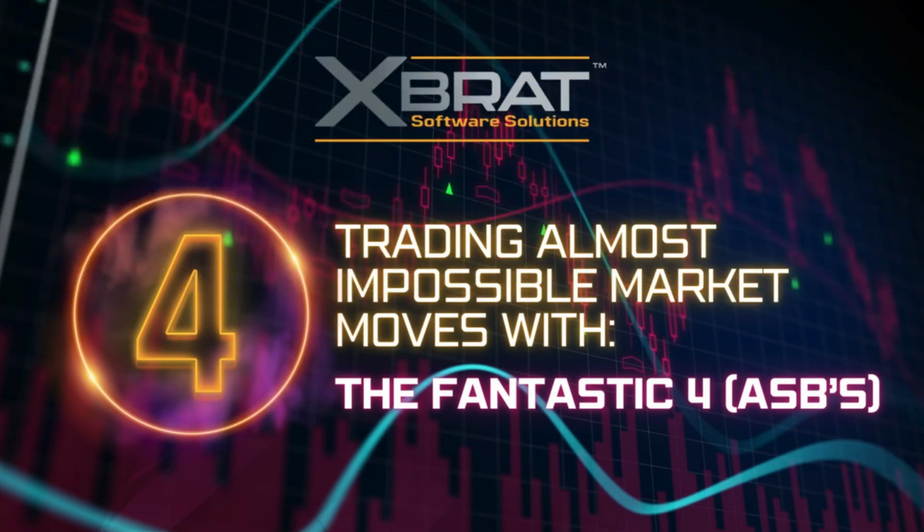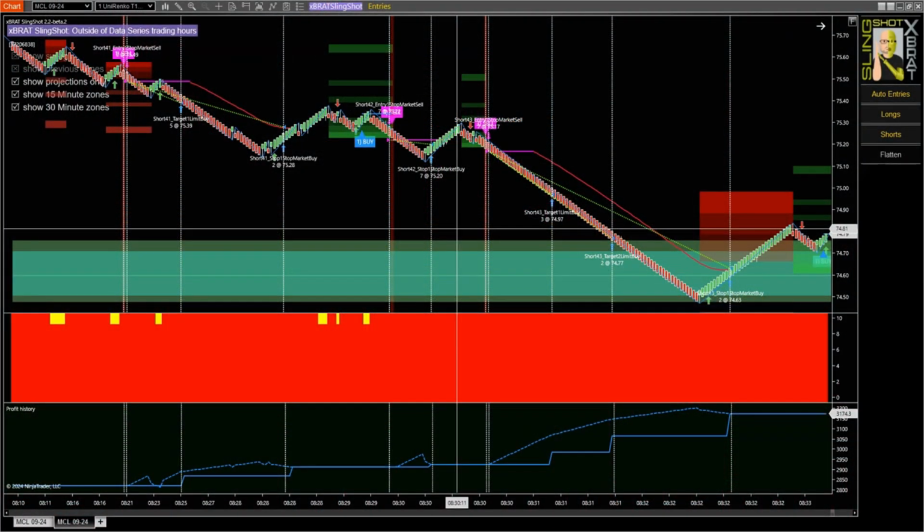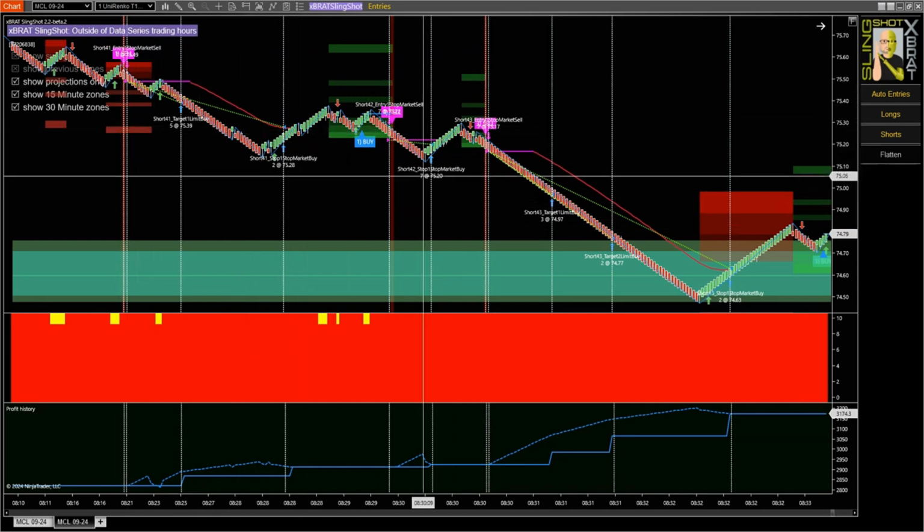So one of the reasons to use automated strategy builders like the xBrat Slingshot automated strategy builder is that to trade these types of moves manually is next to impossible. And I'm going to go through the trades from yesterday on MCL. I'm actually going to show you my NinjaTrader statement as well for the live accounts. But the one goes through the timing of these. So there's 3 trades, okay?